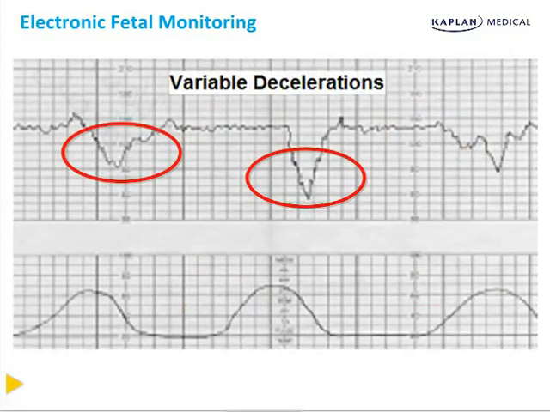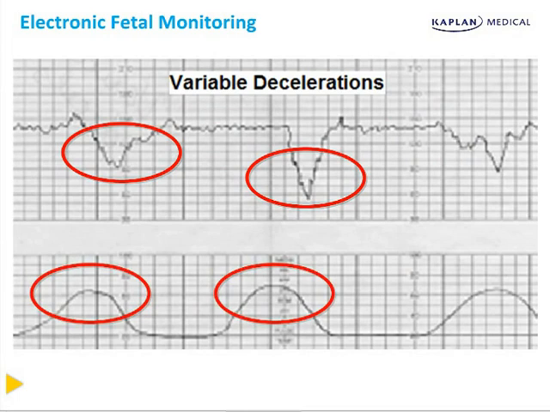Variable decelerations may or may not have any relation to contractions. They typically represent compression of the umbilical cord. At times, you can treat them with amnio infusions, which replace fluid around the fetus and cushion the umbilical cord.